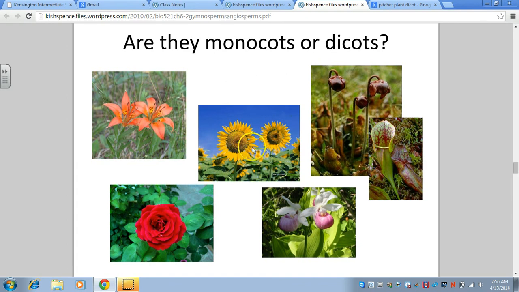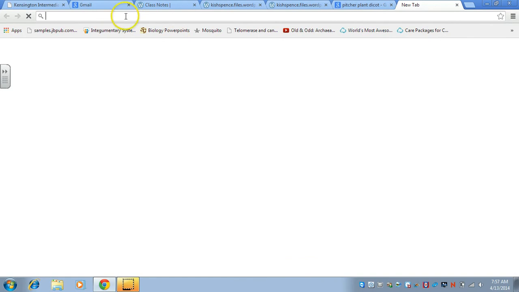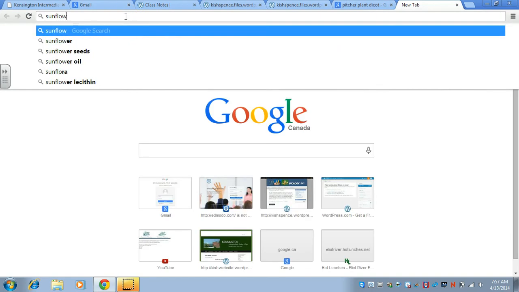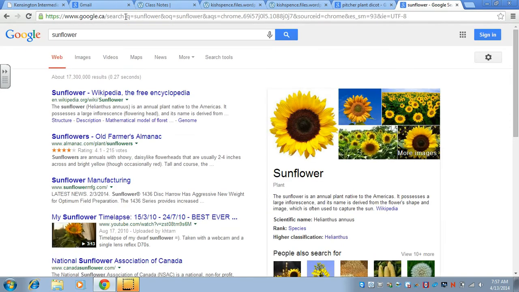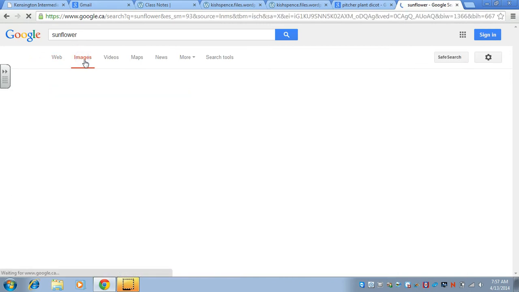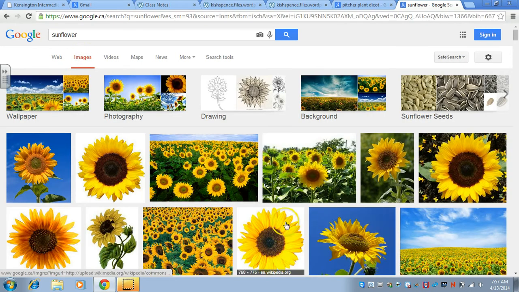If we look at the sunflower, it would be really hard to count all the petals, and they might have lost some, so that's probably not the best thing to look at. Okay, let's look at the sunflower. Oh, look. There you go. So if we look at the sunflower, all of the veins don't run in the same direction in the leaf. Instead, they're branching to the sides and then have little branches off them. So it would be a dicot.